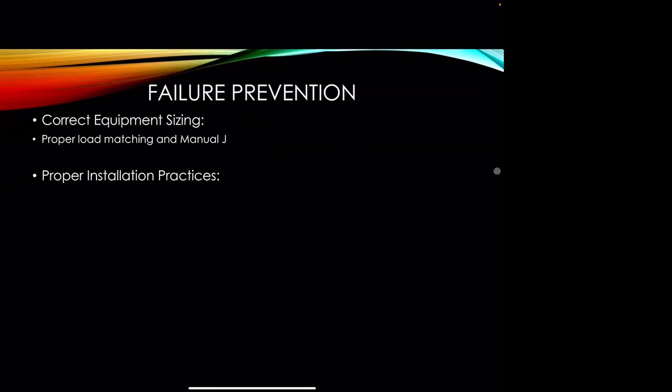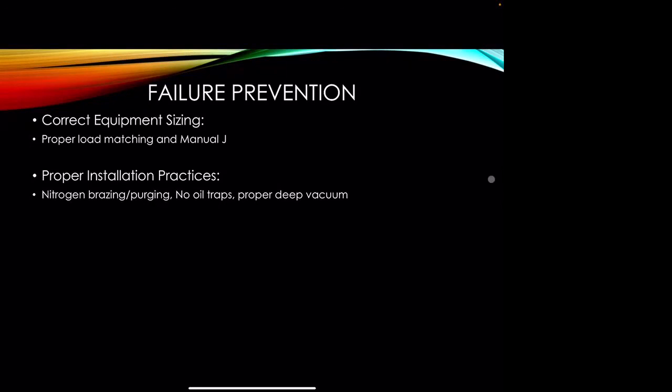Proper installation practices. And what we mean by that is use nitrogen when we're brazing, when we're purging. Make sure there's no oil traps in the refrigerant lines. Make sure it doesn't look like a roller coaster, is what I like to call that. And make sure we get a proper deep vacuum. Make sure it holds that vacuum.